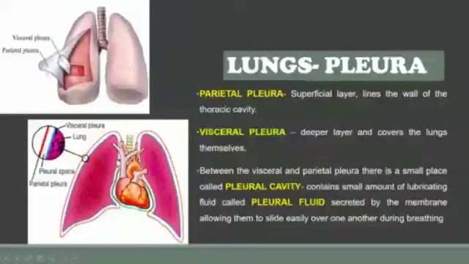Now, pleura is again divided into two. I told you there are two membranes. The outermost membrane you call parietal pleura, and the inner layer you call visceral pleura. The parietal pleura lines the wall of the thoracic cavity. As you all know, the lungs are not unprotected, they are protected by the rib cage. So this layer touches the thoracic cavity, hence it is the superficial layer and it lines the wall of the thoracic cavity.